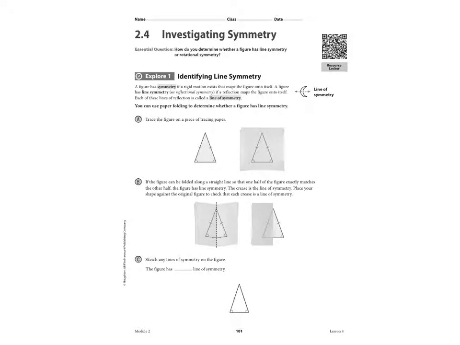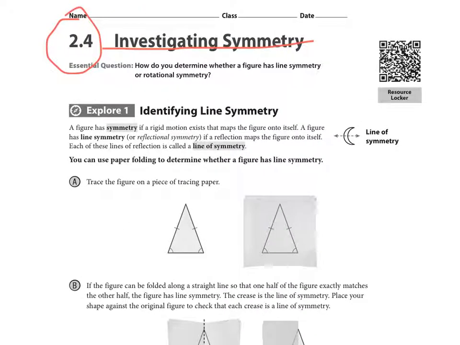Okay, so today we're going to do page 101, 2.4, Investigating Symmetry. And the first thing that I want you to make a note of is there's two different kinds of symmetry. There's line symmetry and rotational symmetry. So the first thing we're talking about is line symmetry. And a figure has symmetry if a rigid motion exists that maps the figure onto itself.